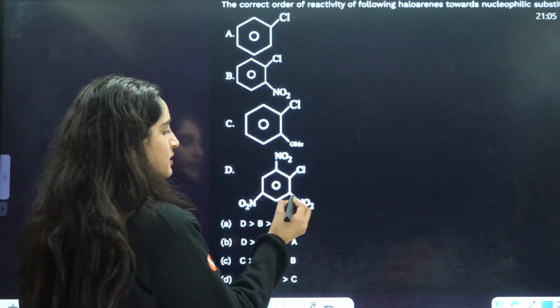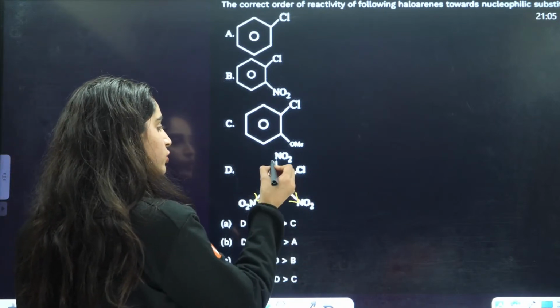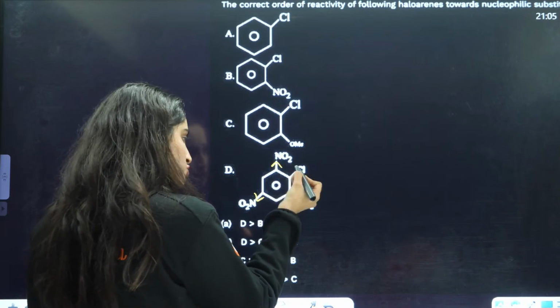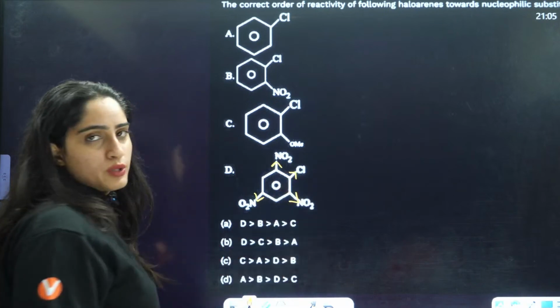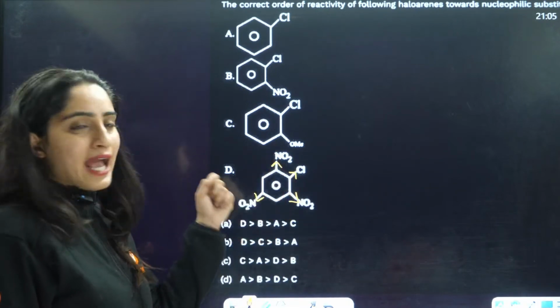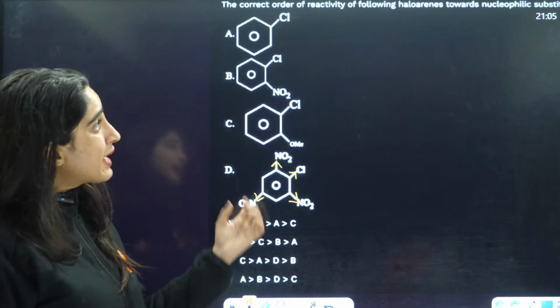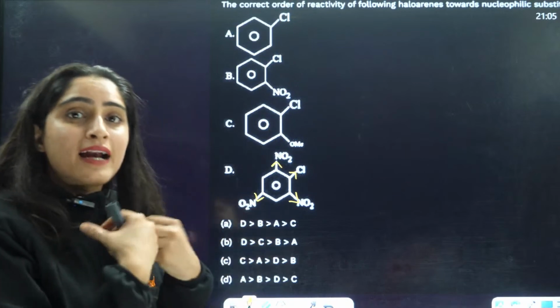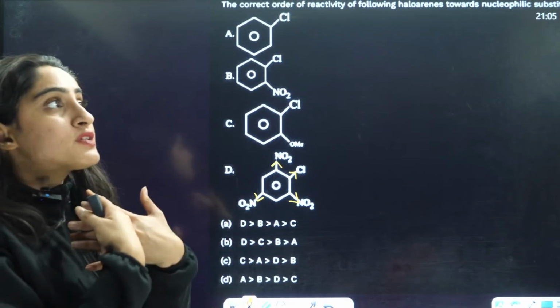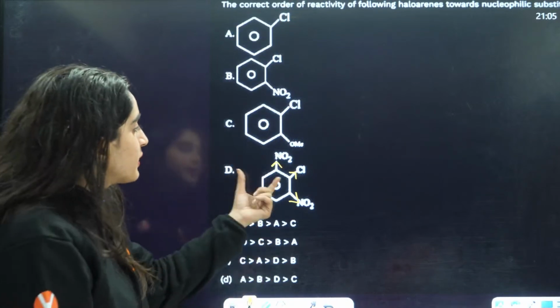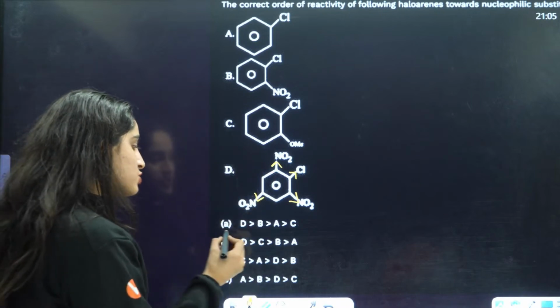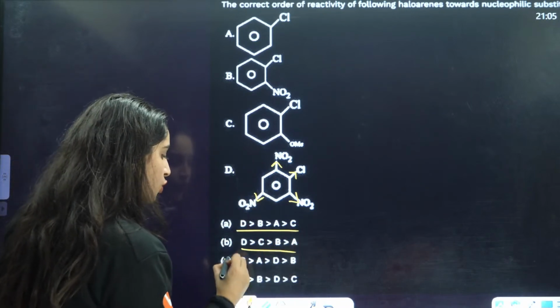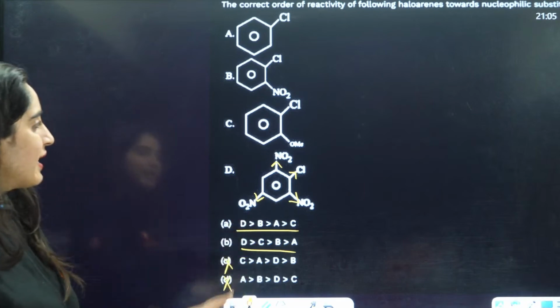So, if you talk about this thing, here we have NO2, NO2, NO2, and here Cl is also taking out electron only, deactivating, 4 deactivating group, right? That is why a nucleophile, that is nucleus loving, that loves positivity, that loves less electron density, will be attracted towards this. So D is going to have the maximum, right? Okay. Then what about B and C?